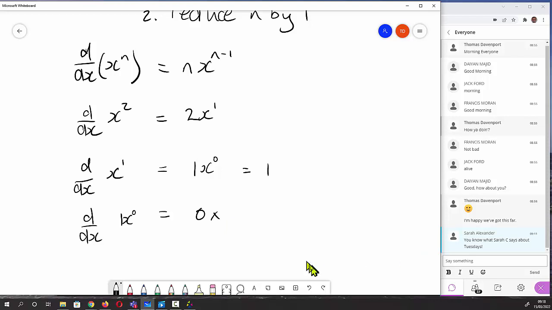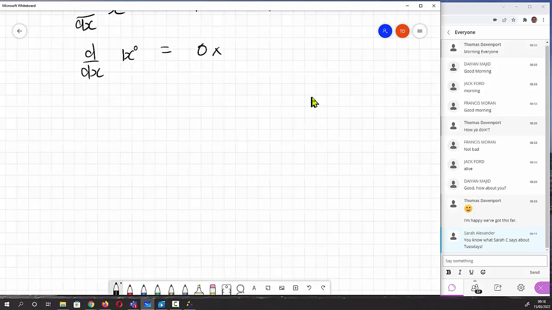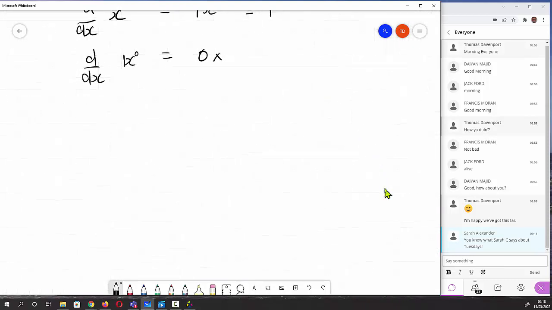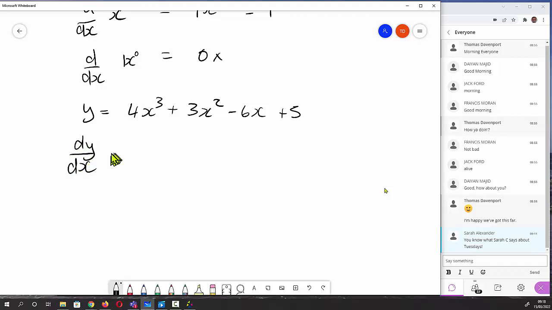Right, so what I want to do now is differentiate a polynomial. So we can say, for instance, y is equal to 4x cubed plus 3x squared minus 6x plus 5. Okay, so now what I'd like to do is to get dy by dx, and we're going to do this term by term. You can do polynomials term by term.